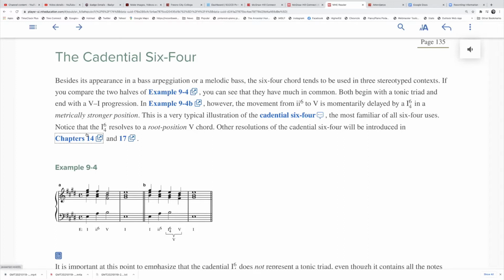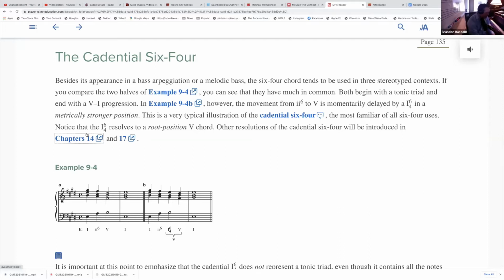Notice that the tonic 6-4 resolves to a root position 5 chord. Other resolutions of the cadential 6-4 will be introduced in chapters 14 and 17 with another teacher.